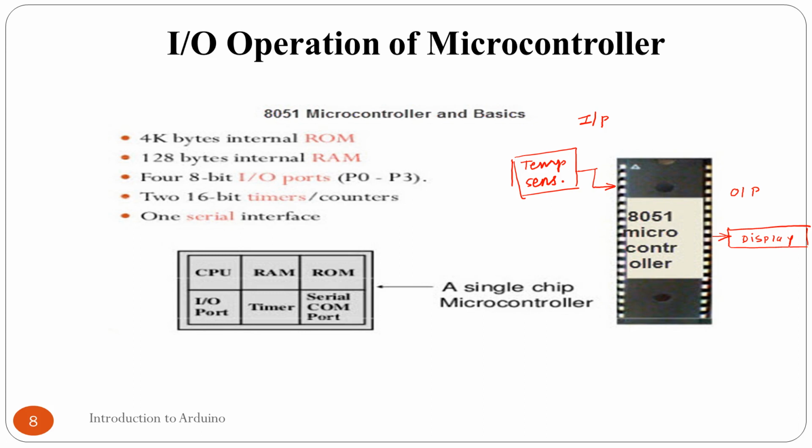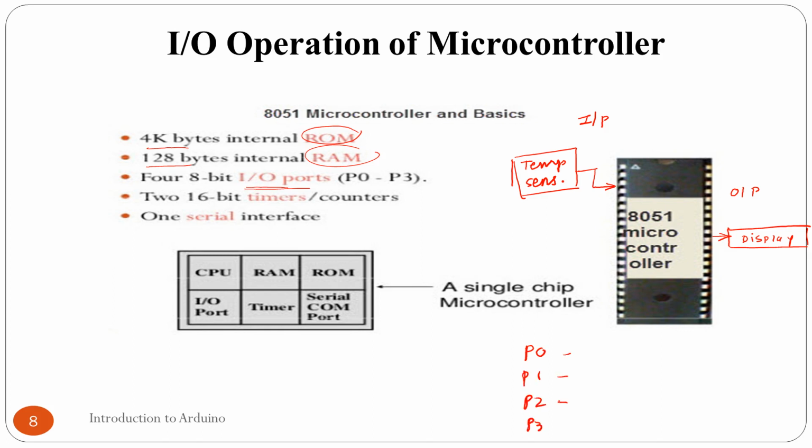Here I am taking the example of the 8051 microcontroller and I am going to explain some of its features. It has 4 kilobytes of internal ROM memory, then 128 bytes of RAM memory, and then four 8-bit IO ports. What is meant by IO ports? IO stands for input output ports. We have four IO ports: port 0, port 1, port 2 and port 3, that is P0, P1, P2 and P3.